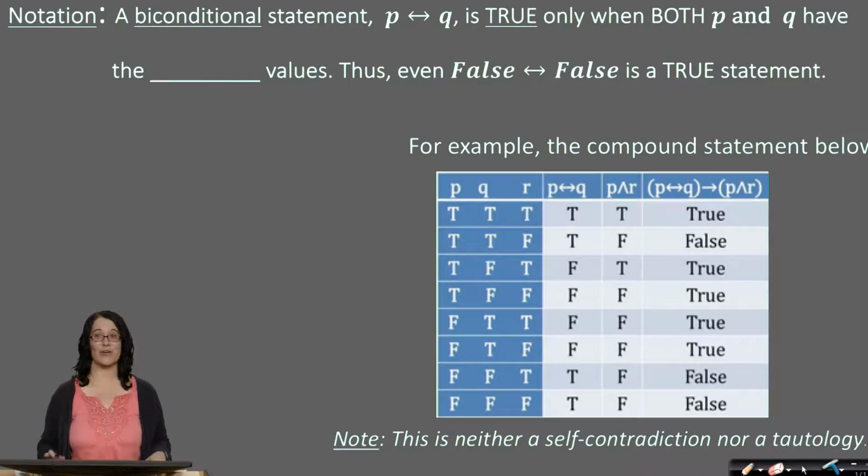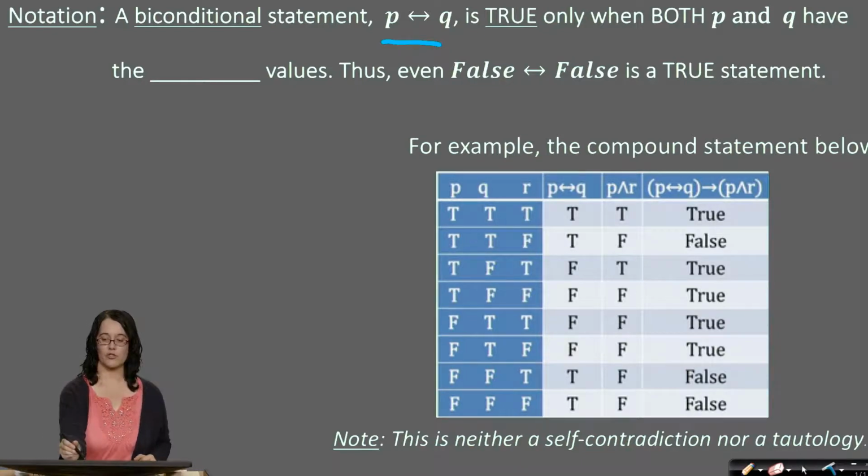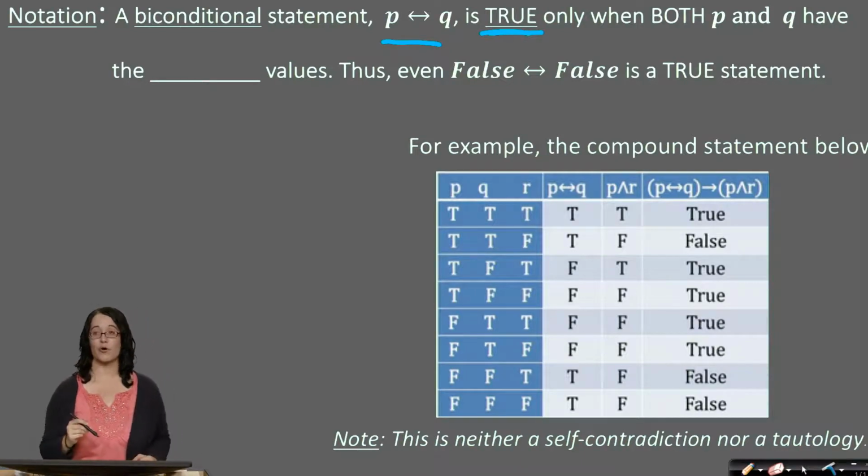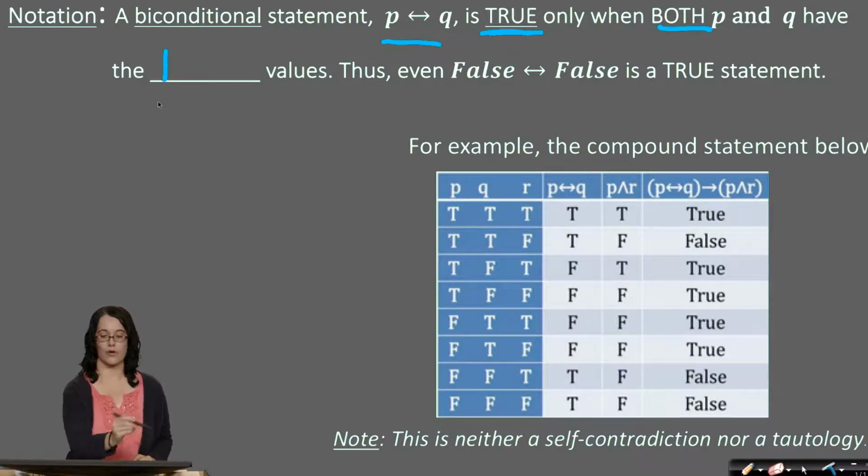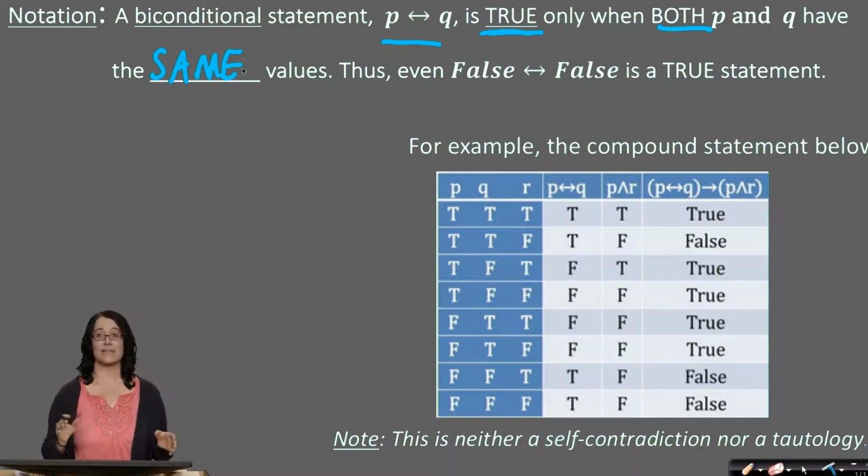Okay, in our next slide here, we're going to introduce one more piece of notation, and I promise this is the last new thing today. A biconditional statement, which was our double arrow, looked like this: P if and only if Q. It is true when both P and Q have the same values. Notice it doesn't say they both have to be true, okay? The same. That means even if they're both false, that's still a true statement.